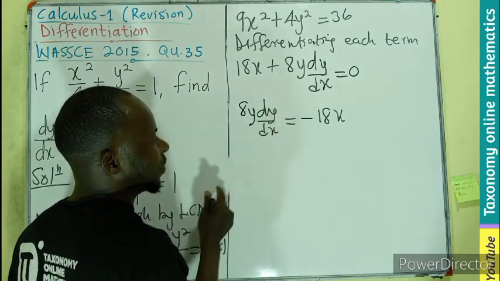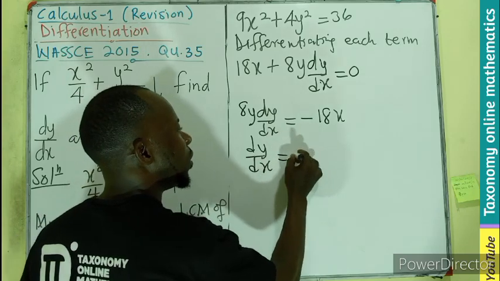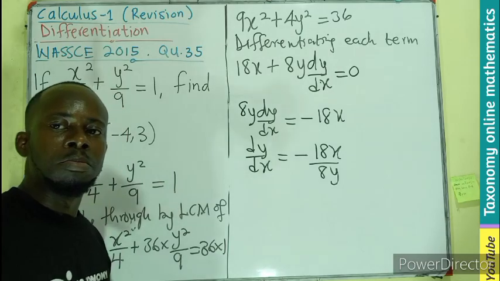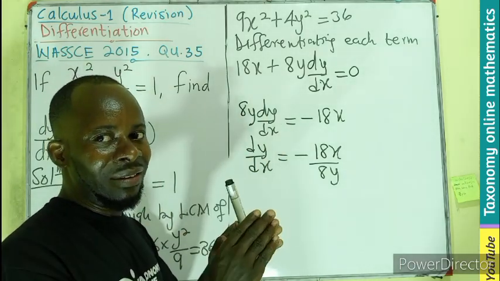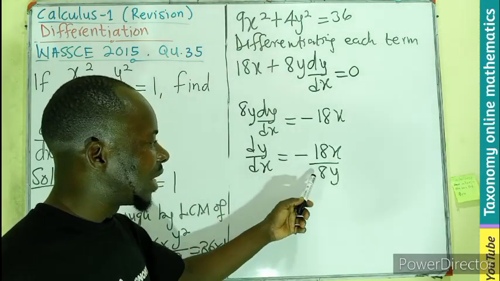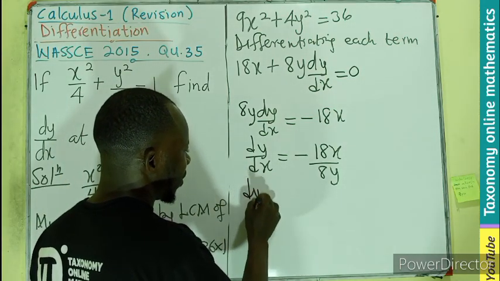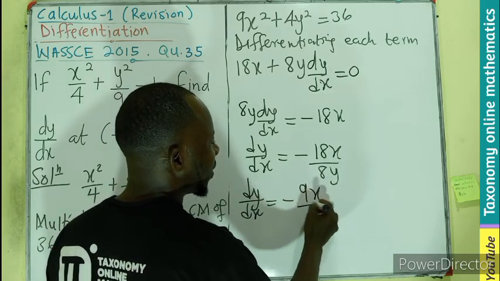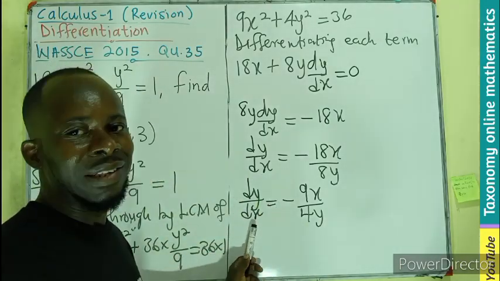Dividing both sides by 8y will give you dy/dx on its own equals minus 18x divided by 8y. Dividing both sides by this, maintaining this as a single term, will clear away the 8y. Now I can see between the 18 and 8 there's a common factor of 2, so I can reduce that. dy/dx will be equal to negative 9x divided by 4y. So this is what the dy/dx is going to be.